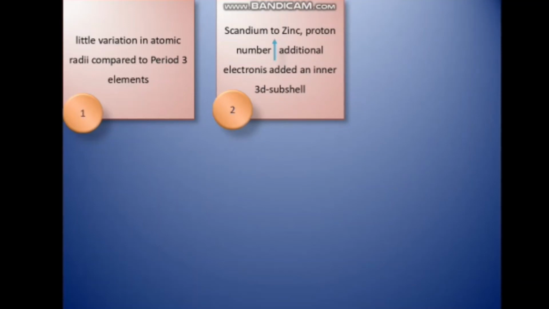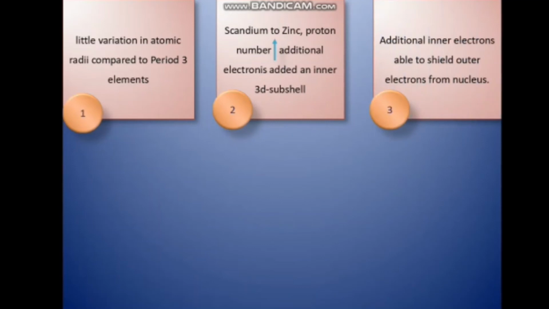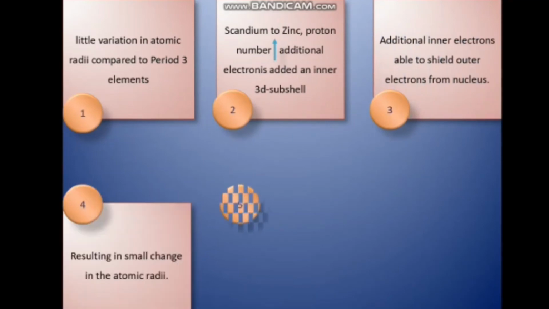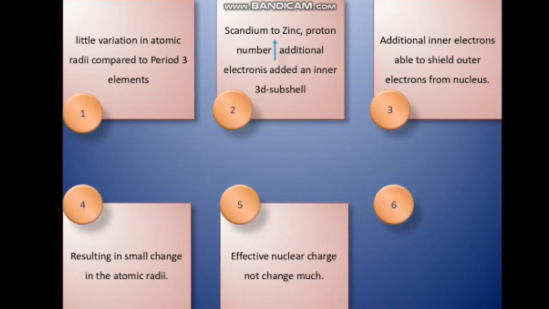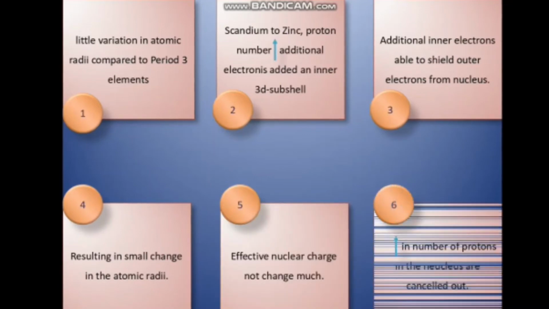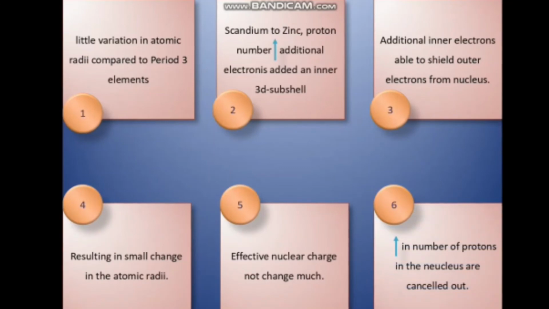From scandium to zinc, number of protons increases, and inner 3d subshell is added with an additional electron. Additional inner electrons are able to shield the outer electrons from nucleus. It's resulting in only a small change in the atomic radii. Hence, the effective nuclear charge does not change much. Lastly, the effect of an increase in the number of protons in the nucleus is cancelled out.